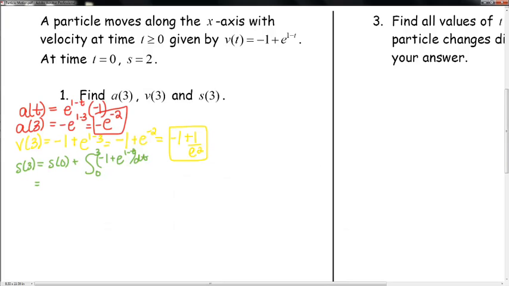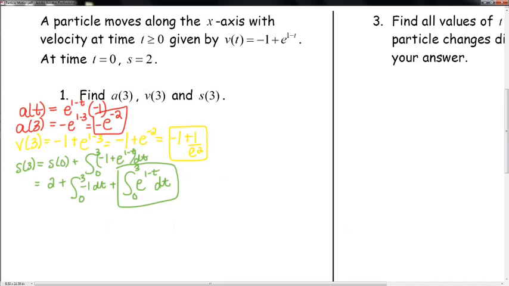And so s of 0, which we knew from the beginning, is 2 plus, and I'm going to split this guy up, integral from 0 to 3 of negative 1 dt plus integral from 0 to 3 of e to the 1 minus t dt. This guy right here, I'm going to use u substitution because I don't have a simple e to the x function, I have e to a function. It's a little hard to see what my antiderivative is going to be.